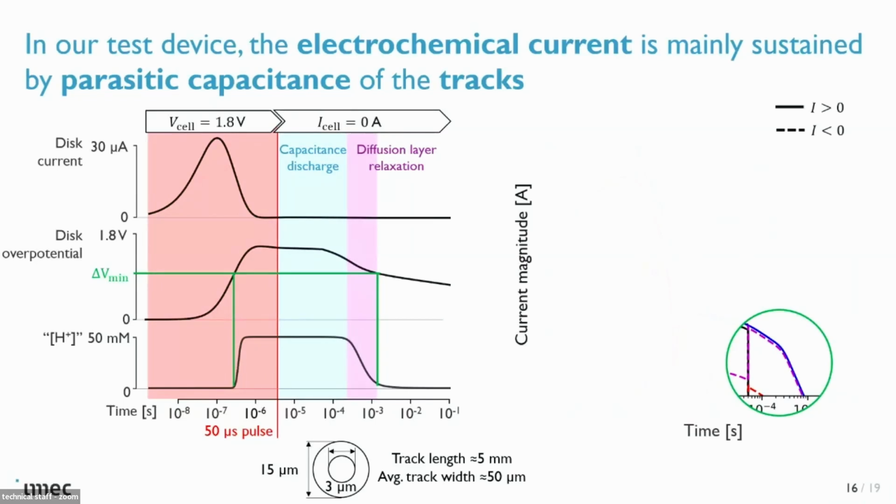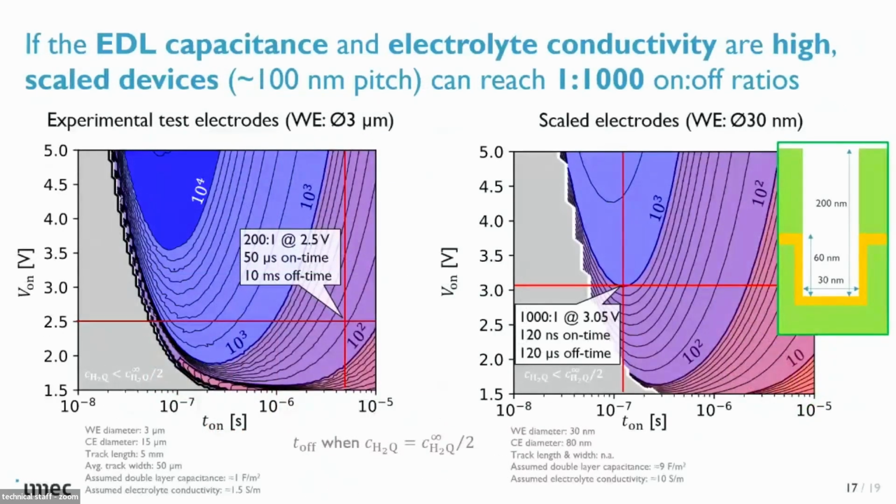So that also means that it's quite important that you have some high capacitance element inside the final circuit. So we mapped out, using the simulation, the possible duty cycles that we could have versus on time and voltage. On the left-hand side, that's our experimental device, and the data that comes out matches quite nicely with what we see. So these kind of conditions, 2.5 volt, 50 microseconds on, 10 milliseconds off, that works, right? That matches quite nicely.